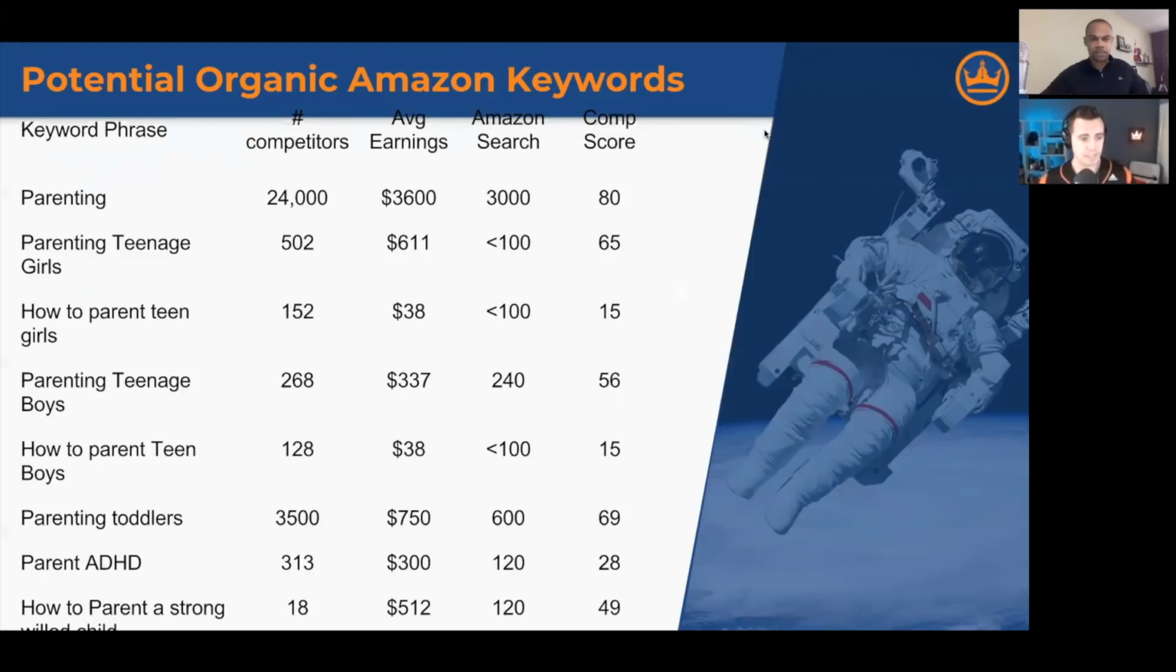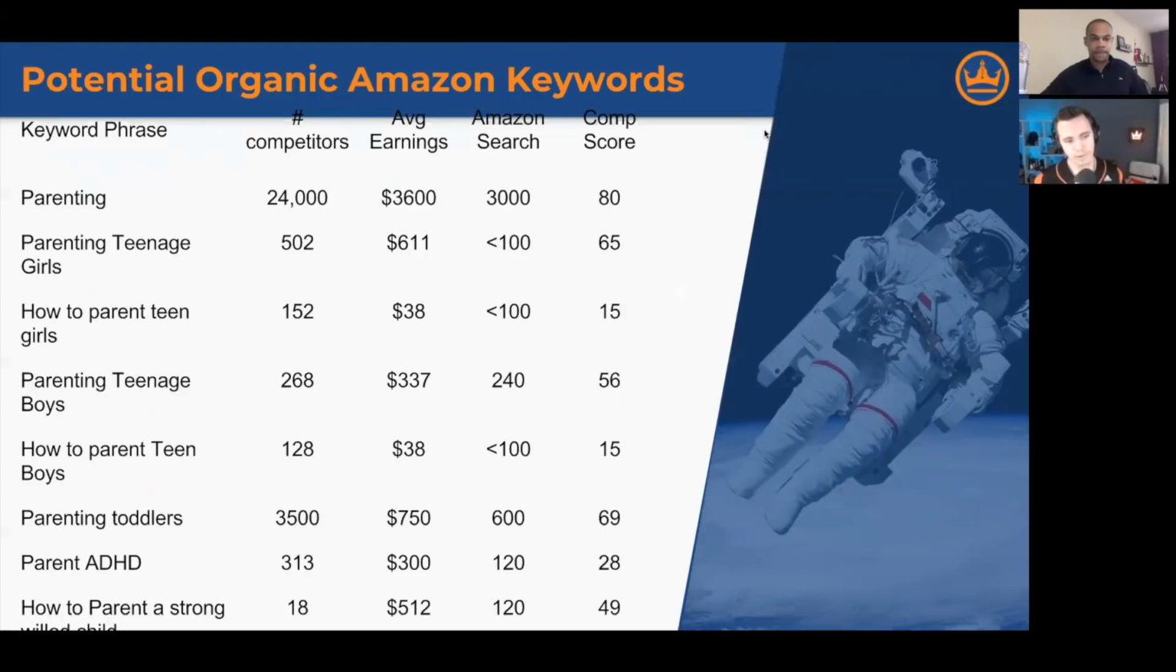First thing was I typed in parenting, and there's 24,000 competitors, and the average amount of money for the top 3 books that show up for the word parenting is $3,600. Now, there are 3,000 searches per month on Amazon, but man, is it super competitive. And again, all those things were created with KDP Rocket.